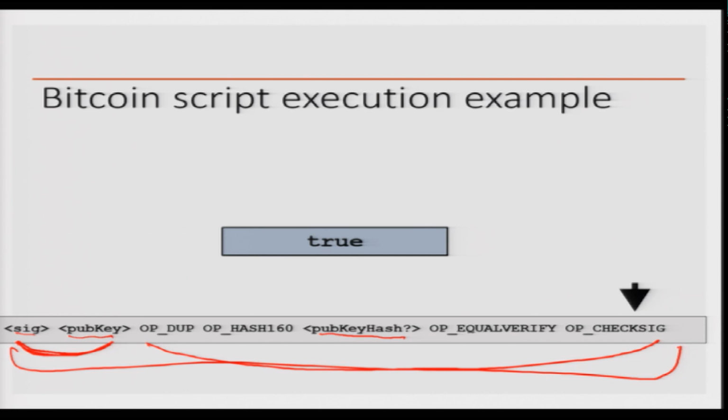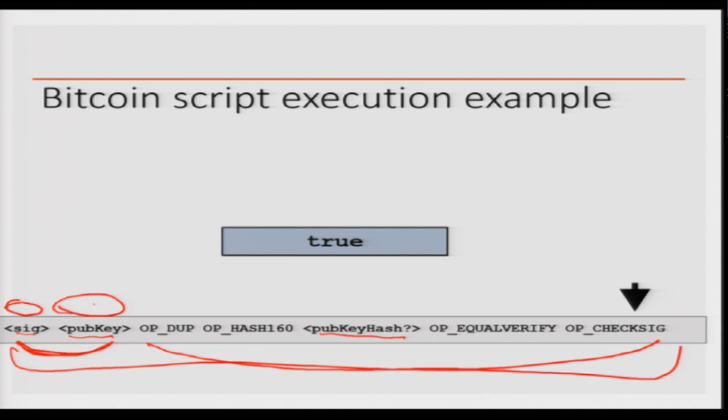Now, let us look at this a little bit more closely. The person who is spending the money does a signature and gives his public key, because without the public key one cannot check the signature. So, he gives his public key.